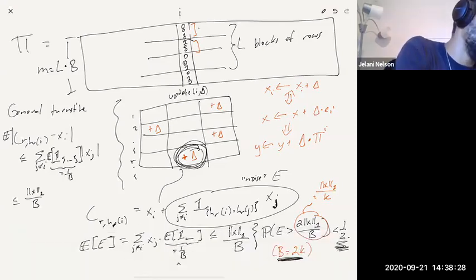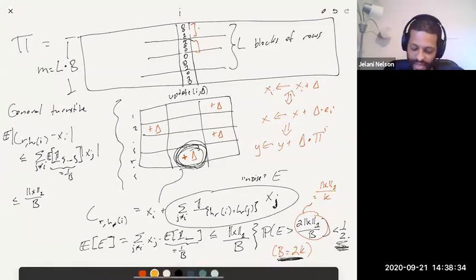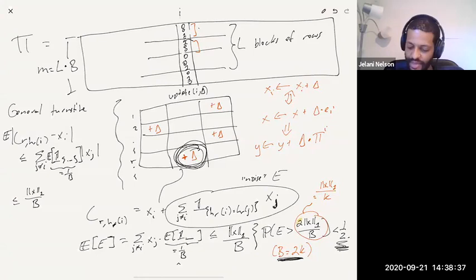So instead, in general turnstile, the picture will look pretty much the same, except instead of this 2 in the bottom right, I'll put a 3 here. And instead of a half here, I'll put a third. Okay, and then I'll set b to be 3k. And now what does this say? This says that I have these L counters. A third of the time, I have too much error. But 2/3 of the time, my error is bounded the way I want it to be. So the vast majority of the time, I'm getting good error.